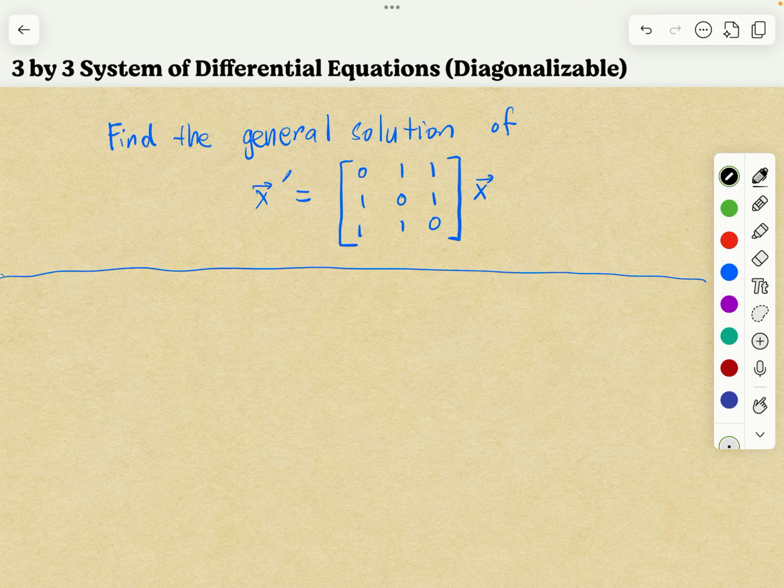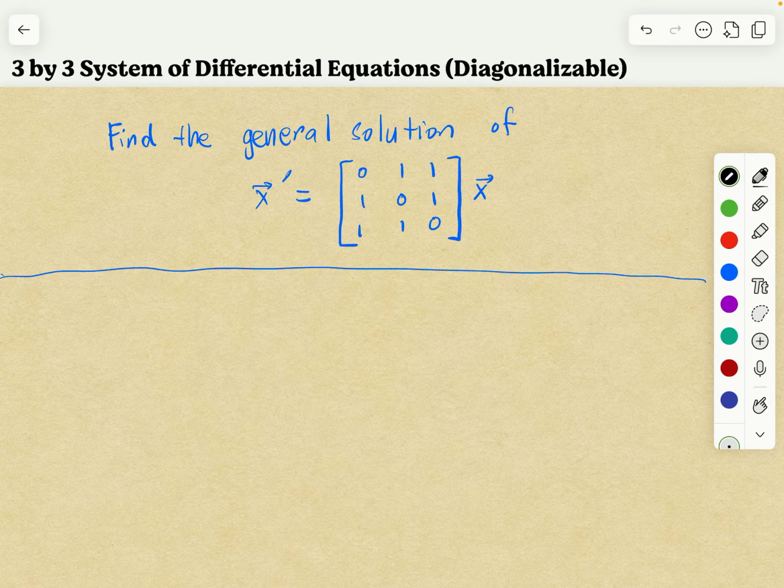In this example, we're going to solve a system of differential equations where the matrix is diagonalizable. So the question asks, find the general solution of x prime equals Ax, where A is this matrix, where the first row is 0, 1, 1, second row is 1, 0, 1, and the third row is 1, 1, 0.